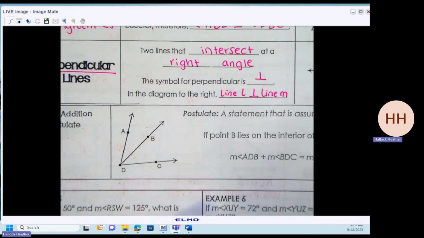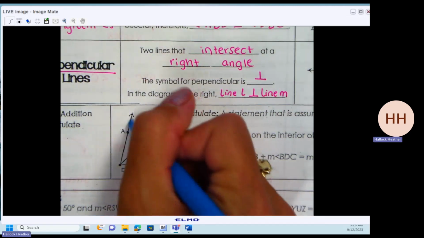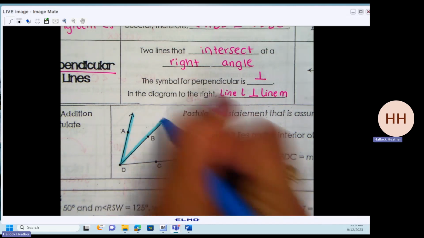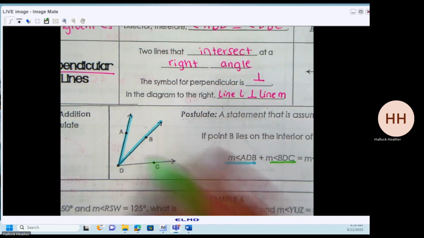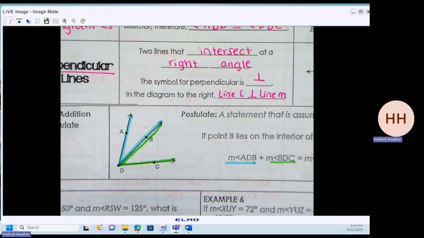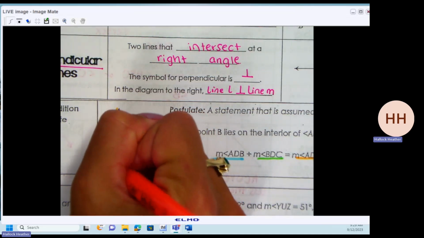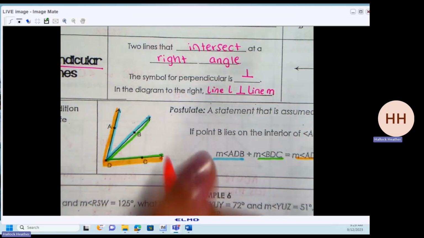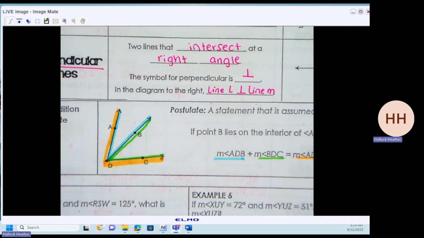But it says the measure of angle ADB. ADB is this small inside angle. I'm going to add it to BDC. So if I start at B, go to D, and then C, if I add the two inside angles together, that's going to create the whole exterior angle, which is ADC. If you follow the letters as it's written, it tells you what angle you're talking about. From A to D to C is the entire exterior angle. I have my two interiors adding together to make the exterior.